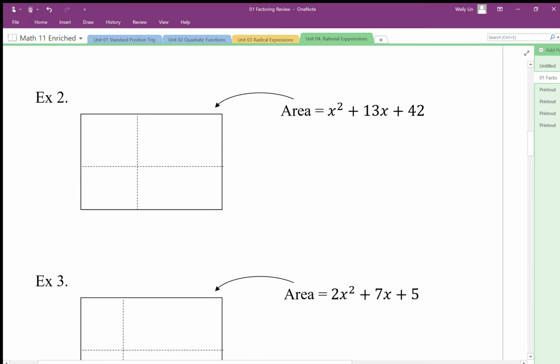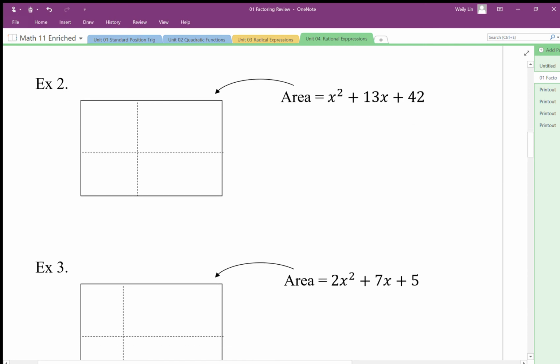So here we'll just practice some of this. Putting this into the area model, we have x squared plus 13x plus 42. We need to split up the 13 into these two areas, and those areas are related to this length and this length here. So two numbers that multiply to 42 and add to 13 are 7 and 6.